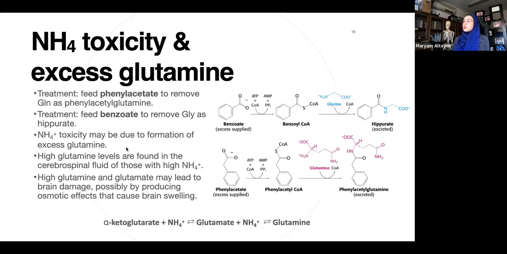Okay, so again, two treatments for ammonia toxicity. We can give phenylacetate to remove glutamine as phenylacetylglutamine, and we can also give benzoate to remove glycine as hippurate. So just remember phenylacetate for glutamine and benzoate for glycine. Because this could come as an MCQ for you guys, so keep it in mind. Don't mix up the two.